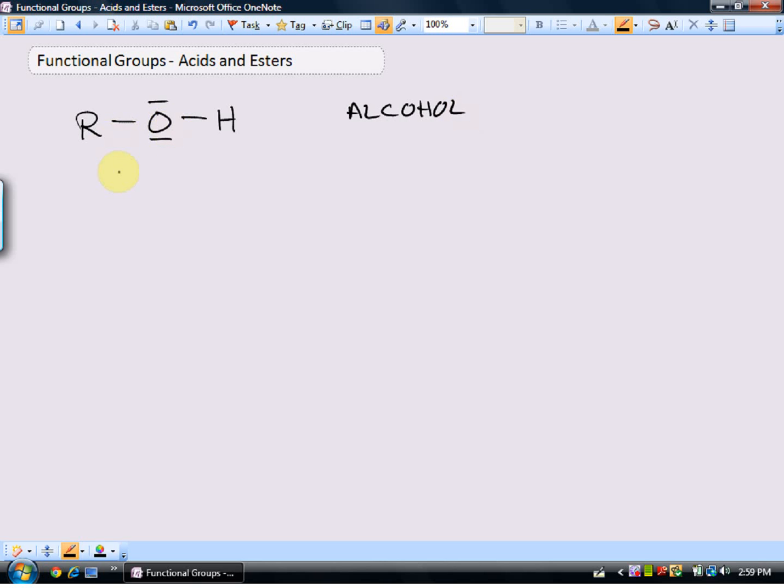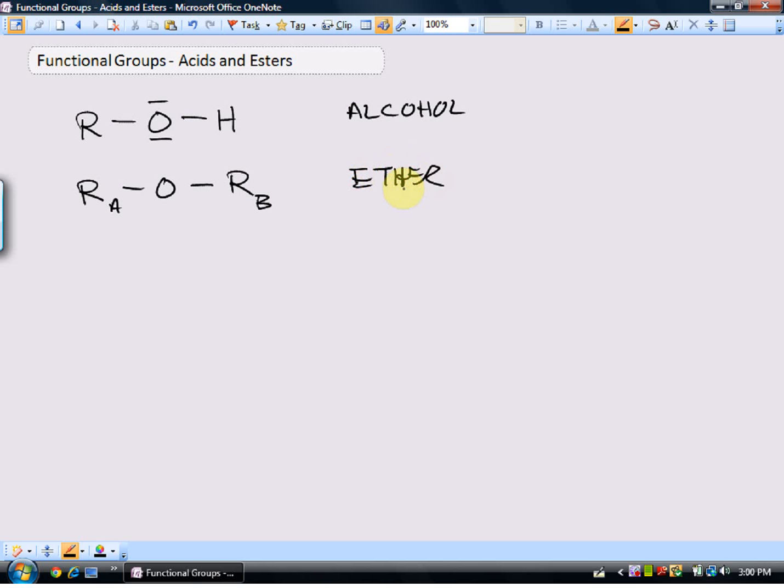The other way of putting a single oxygen in here with two single bonds is to connect the oxygen to two different carbon groups. And so now oxygen is bridging two carbons, and we use the R sub A and R sub B designations to indicate that those are potentially different carbon groups, and this is called an ether.